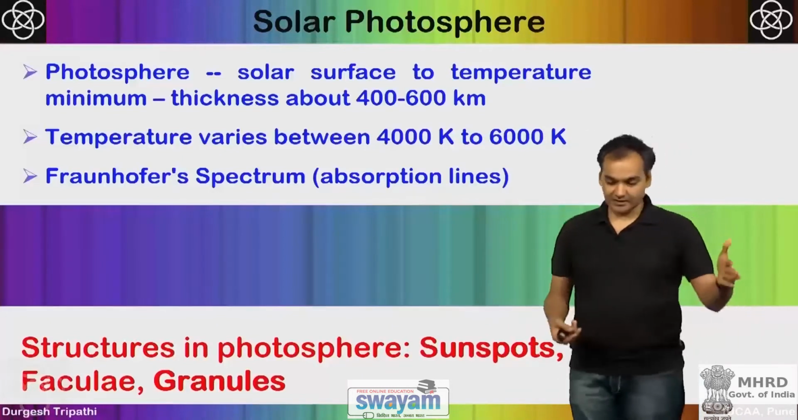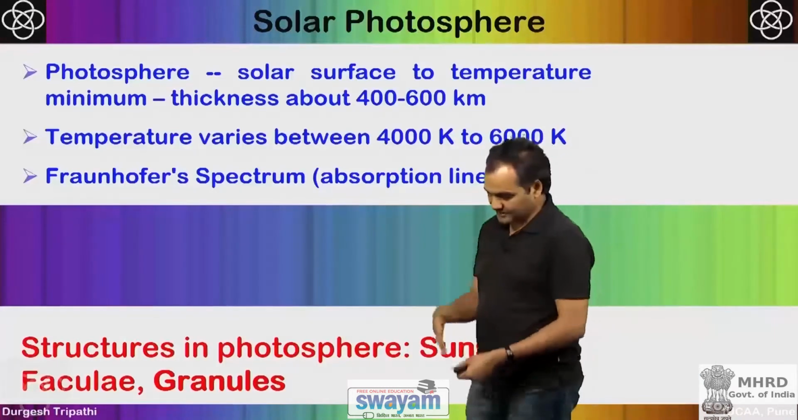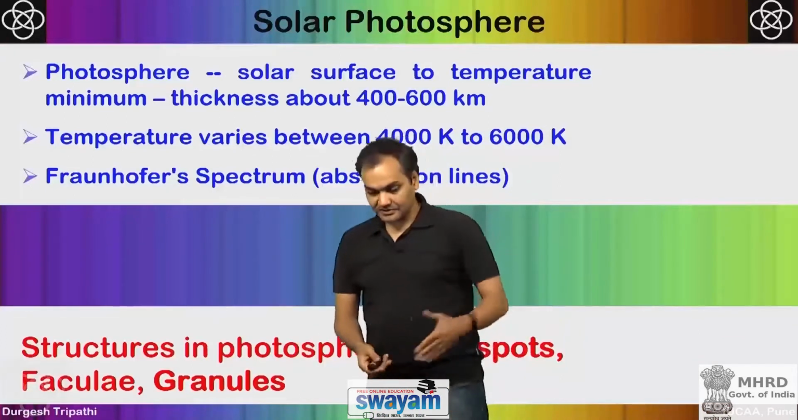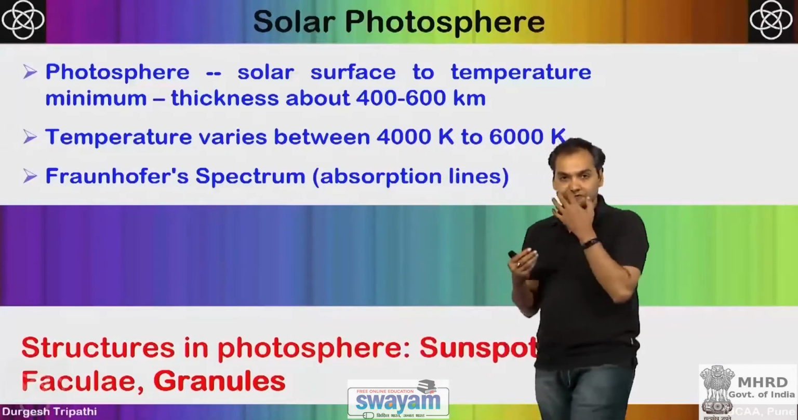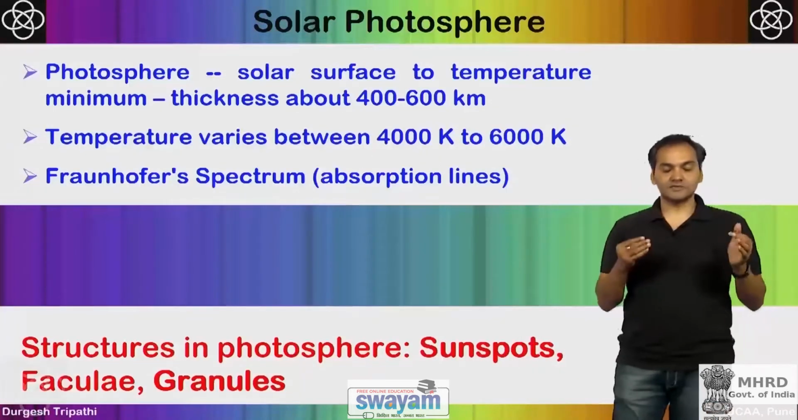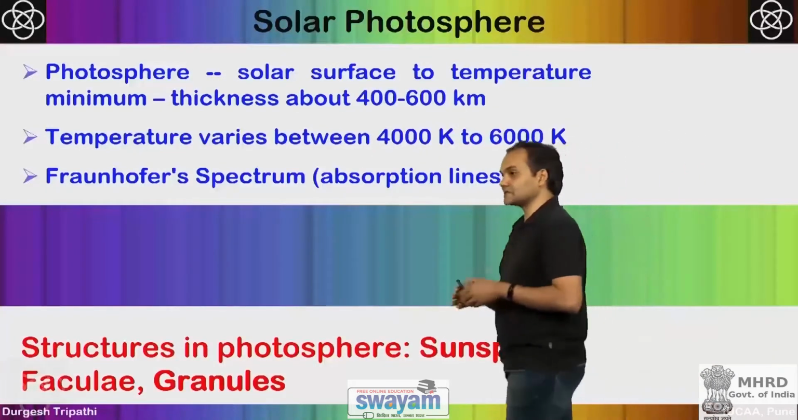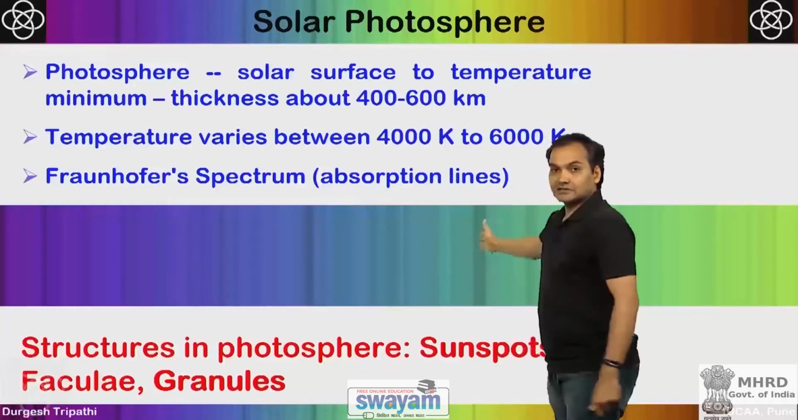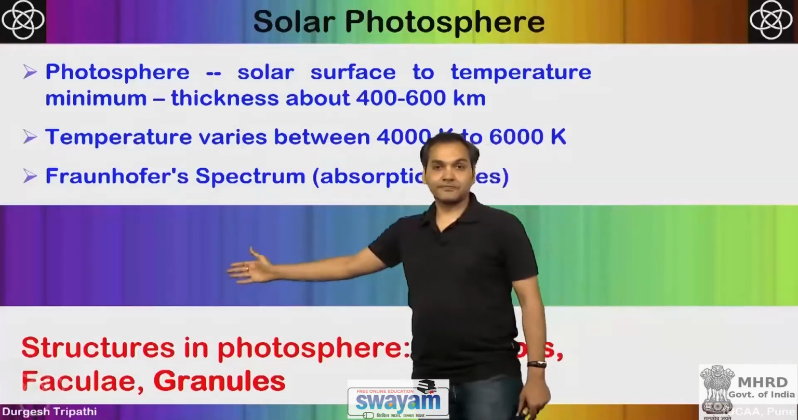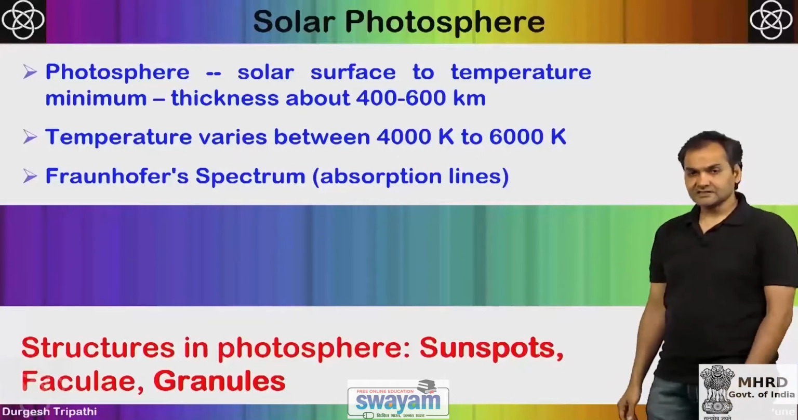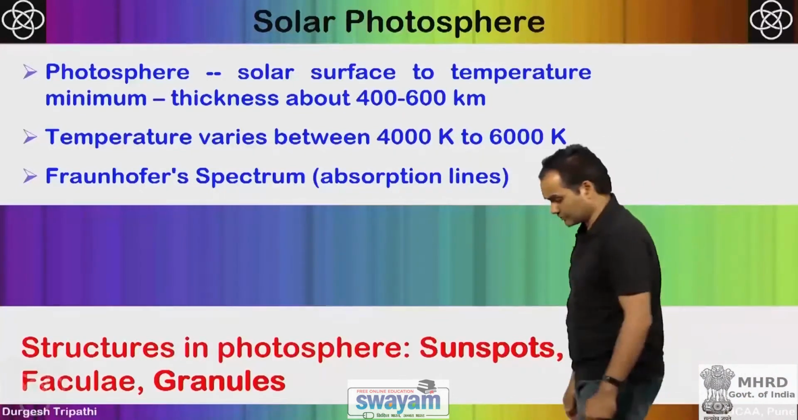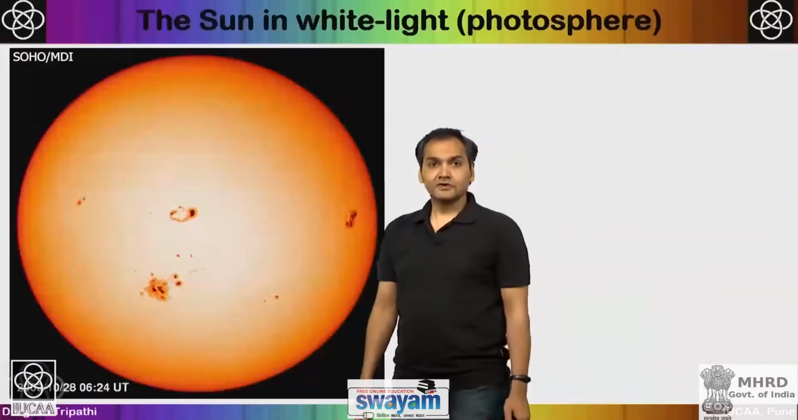So, essentially the white light photons are coming, and you have the cooler gas in front. So, essentially the cooler gas absorbs different frequencies or different photons. It absorbs the photons at different frequencies, and it provides these set of dark lines which are called the Fraunhofer lines. The thickness of the photosphere is roughly about 400 to 600 kilometers.